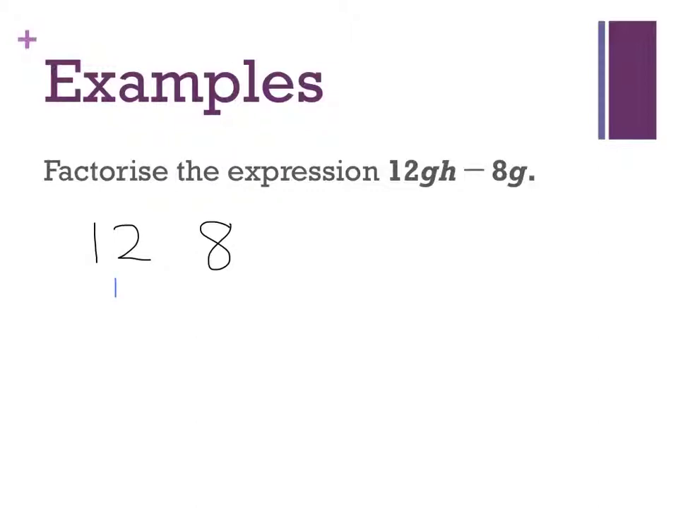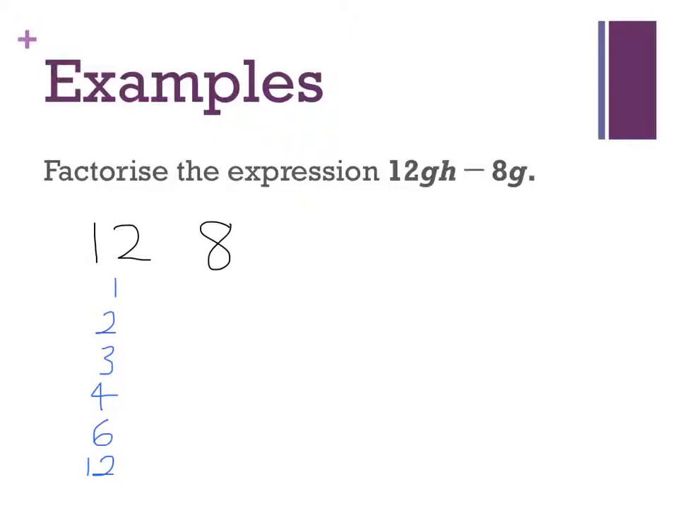1 goes into 12, 2 goes into 12, 3 goes into 12 evenly, 4 goes into 12 evenly, 5, oh no, wait, it doesn't go into 12 evenly. 6 goes into 12 evenly, 7 doesn't, 8 doesn't, 9 doesn't, 10 doesn't, 11 doesn't, 12 does. So they're my factors of 12, all the numbers that go into 12 evenly. 1 goes into 12 12 times, 2 6 times, 3 4 times, 4 3 times, 6 twice, and 12 once.